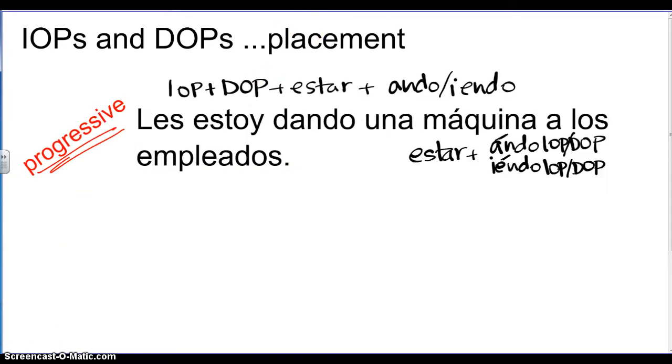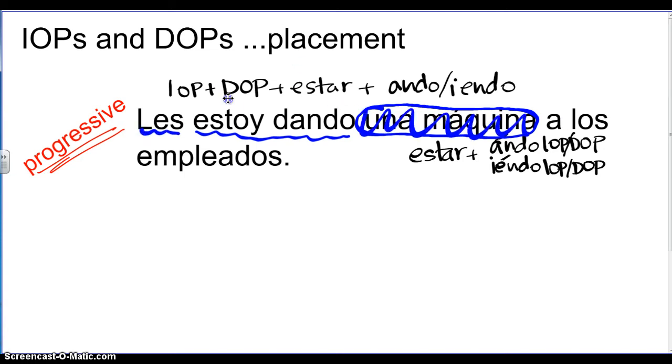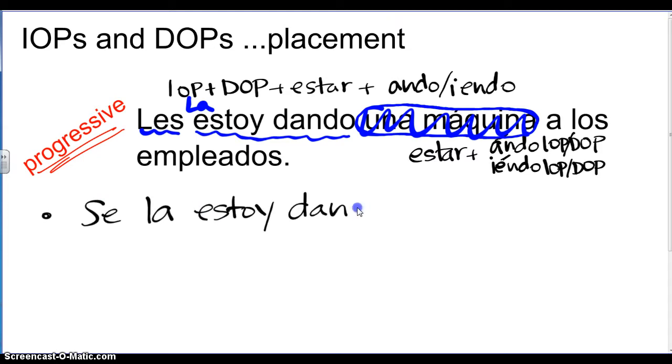So let's go ahead and rewrite it both ways. My verb is estoy dando. What am I giving? I'm giving a machine to the employees. A los empleados is just clarifying who my les is referring to. And I'm going to replace una máquina with la. But remember, I'm not allowed to say les la. So my two choices are se la estoy dando, and you would include a los empleados because the se is super ambiguous. Se la estoy dando a los empleados.